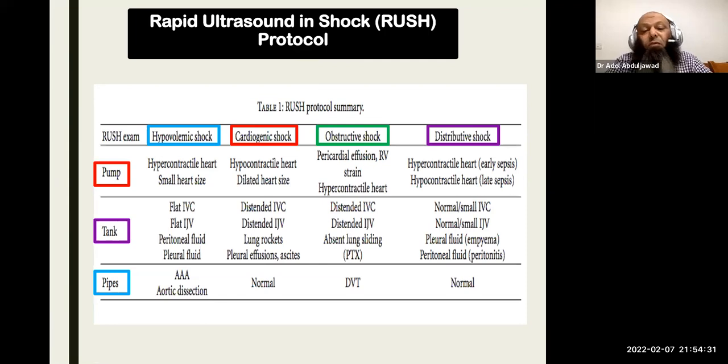You may move to assessing the pleural fluid or peritoneal fluid as a source of sepsis. You may find a pleural effusion with fat stranding or evidence of infection or empyema. Also for peritoneal fluid, you may have some evidence of ascites or peritonitis. If you move to the pipes, they are usually normal. This is how we use the RUSH protocol in delineating or differentiating the cause of shock.